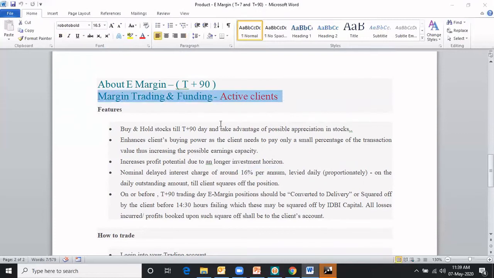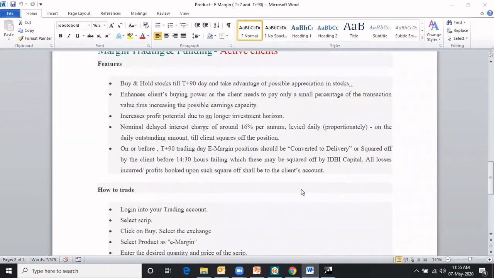So those who want to opt for the e-margin product can use this facility. Those clients who have MTF enabled will get the T plus 90 facility instead of T plus 7, and their interest will be 16% per annum, which will be levied daily proportionately. And other risk parameters are the same.